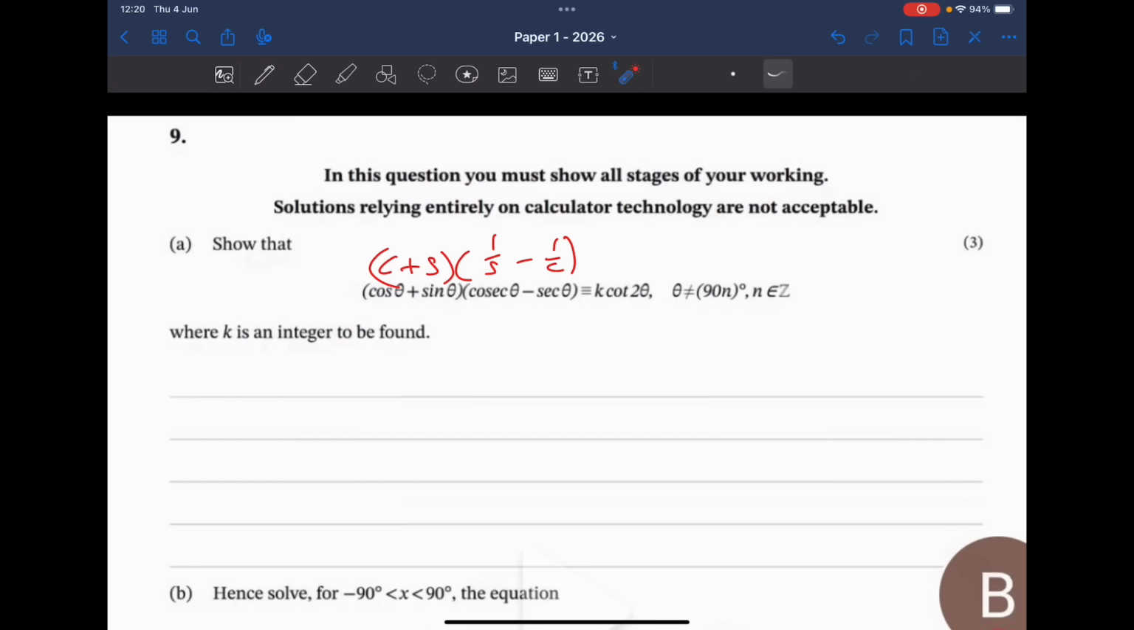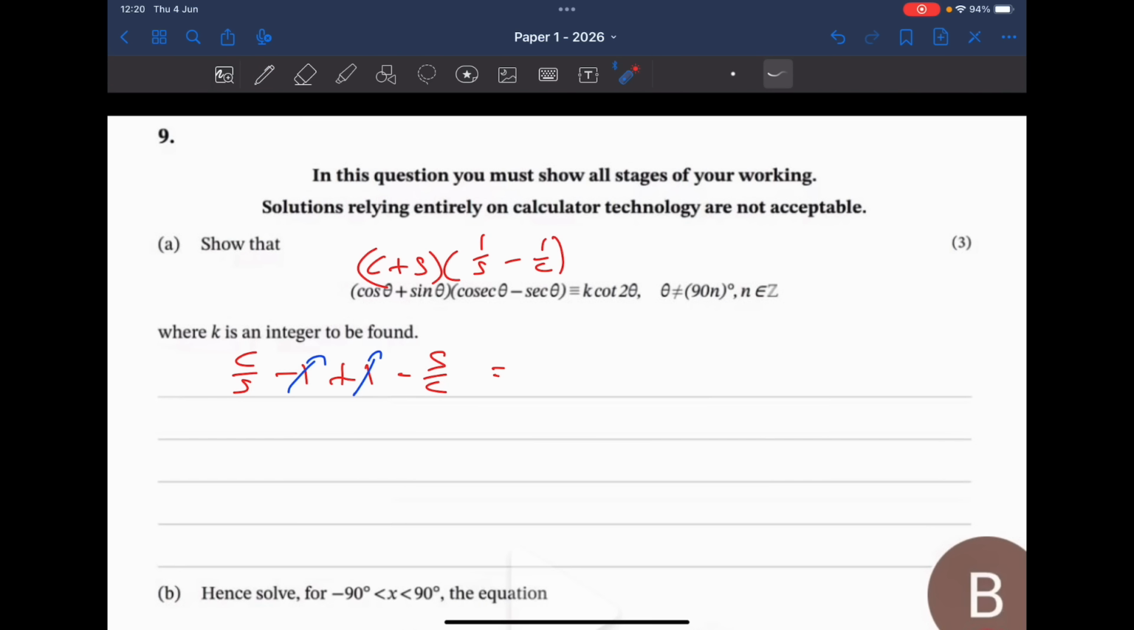So as we expand that out, doing FOIL, c over s, negative c over c, s over s, negative s over c. Those ones in the middle cancel out. This is effectively cot take away tan, is what we have there. But we don't want that, do we?